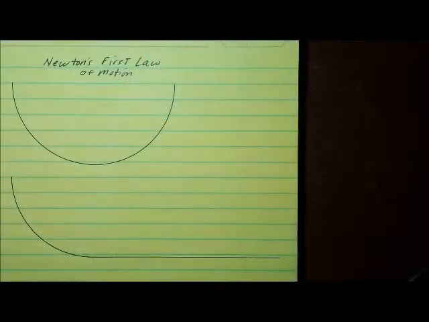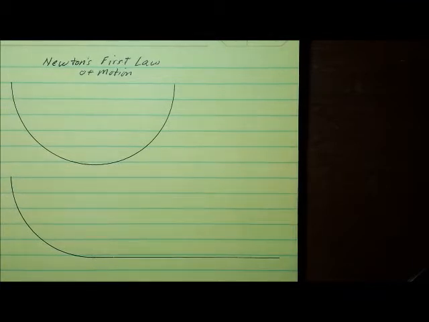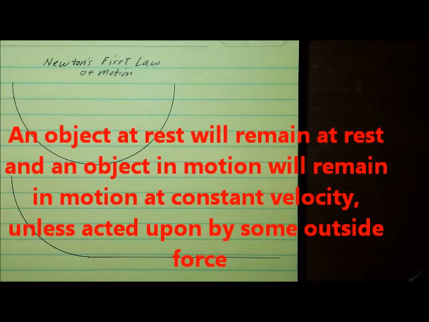Now we're going to talk about Newton's first law of motion. Everybody has heard Newton's first law of motion, whether they understand it or not. It's probably the most universal law that most science students hear about. And it says that an object at rest will remain at rest, and an object in motion will continue in motion, moving at a constant velocity unless it's acted upon by some outside force.